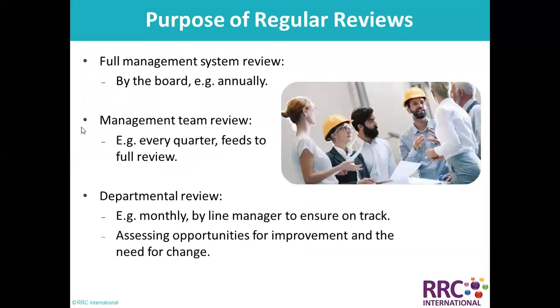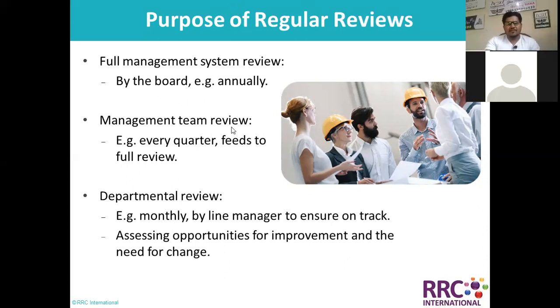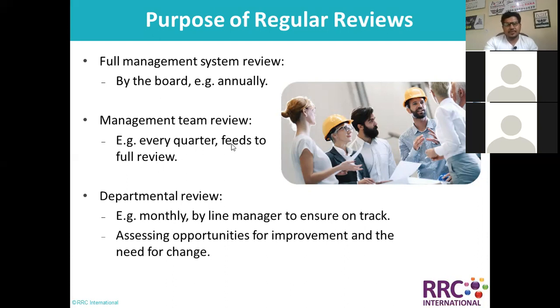Now let's understand the purpose of regular reviews. We require a full management system review by the board at least annually, and we can also have a management review meeting, might be quarterly or at least annually. We can review the whole system, like all policies, procedures, formats, any sort of rules and regulations, area wise. Several types of systems we can review. We can even evaluate the data, and data can be presented in the shape of presentations in front of the top management. Otherwise, we can also rely on departmental review, like monthly by the line manager, to ensure we are on track, assessing opportunities for improvement and the need for change.